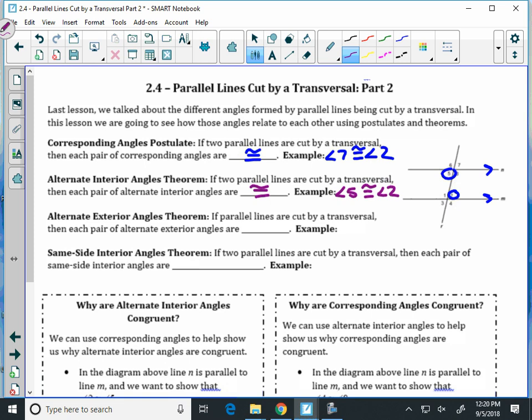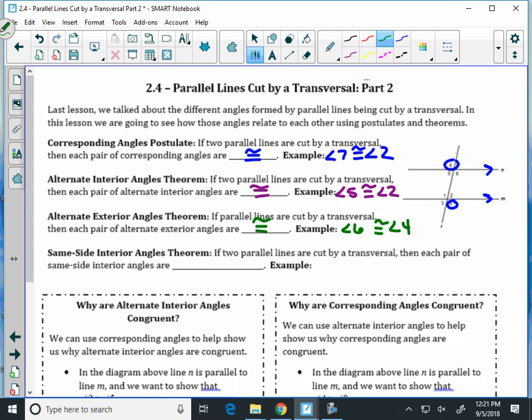What do we think about alternate exterior angles? If alternate interior angles are congruent, what do we know about alternate exterior angles? They're also going to be congruent. Who can give me a pair of alternate exterior angles? Perfect. 6 and 4. They're both outside those parallel lines and opposite of each other. So, guess what? Those are also congruent. Those are alternate exterior angles.